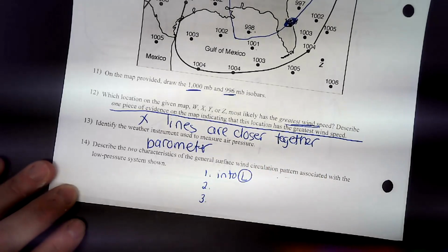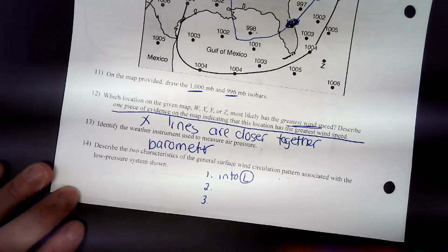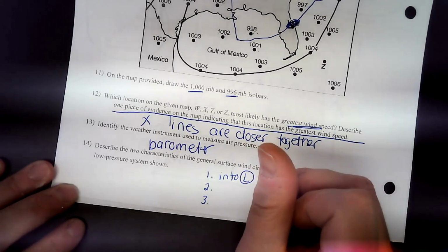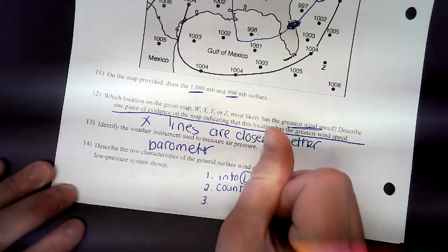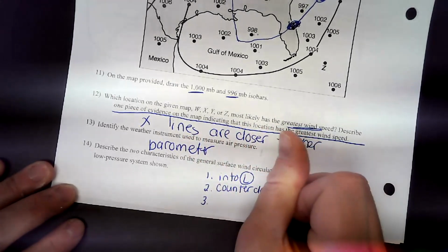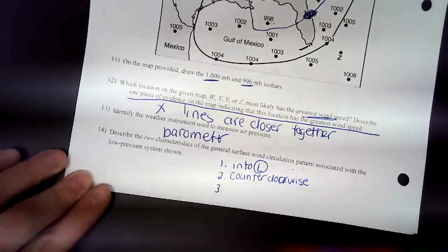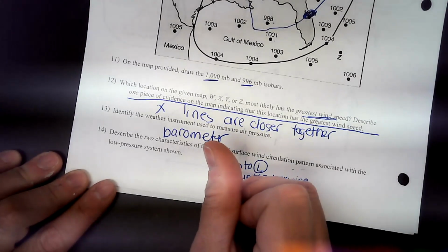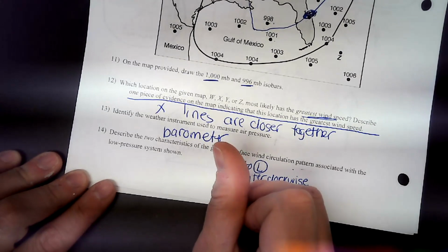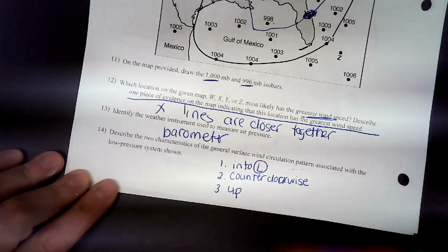Does the air spin clockwise or counterclockwise for a low? Counter is low. And does the air move up or down for low? Up, warm air rises, and when air is rising, it gives us low pressure.